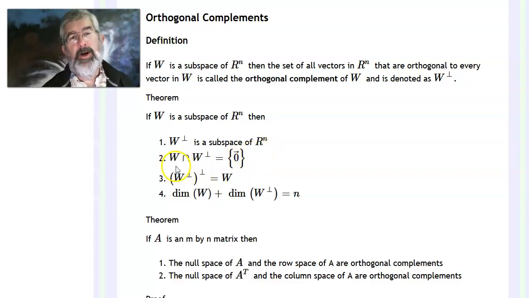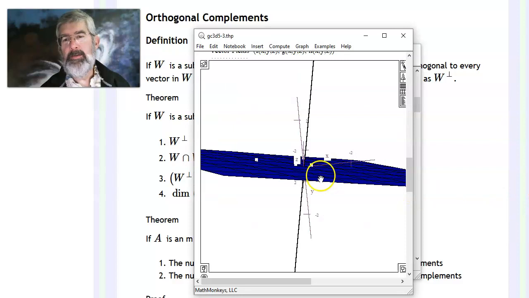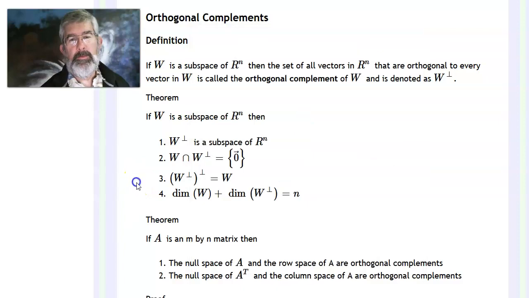The intersection of a subspace and its orthogonal complement is just the 0 vector. Right? In these two examples, right, those lines only crossed at the origin. In R3, the only point common to the black line and the blue plane was the origin. Right? That the intersection is just the origin.